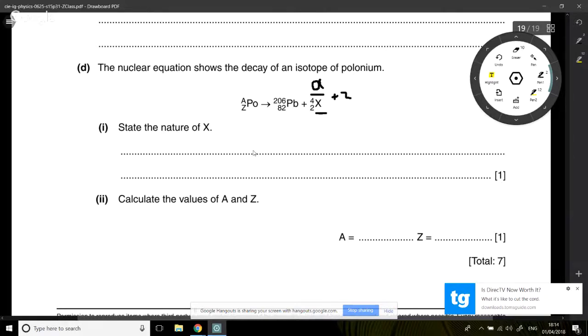And then it asks you to calculate A and Z, and that's quite simple. All you have to do is add these two top numbers up and add these two bottom numbers up. So for A, it's just going to be 210, and for Z, it's going to be 84.